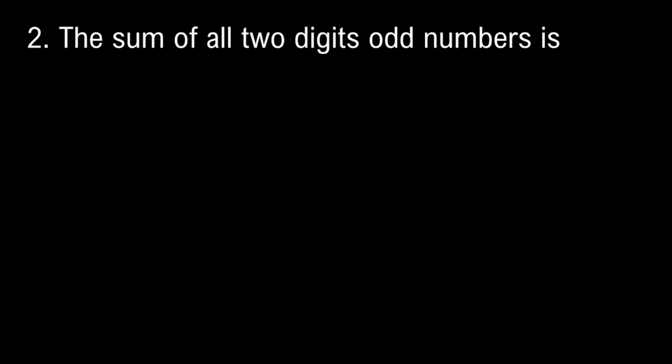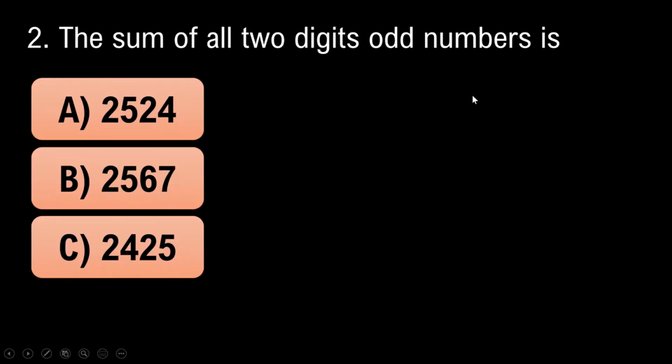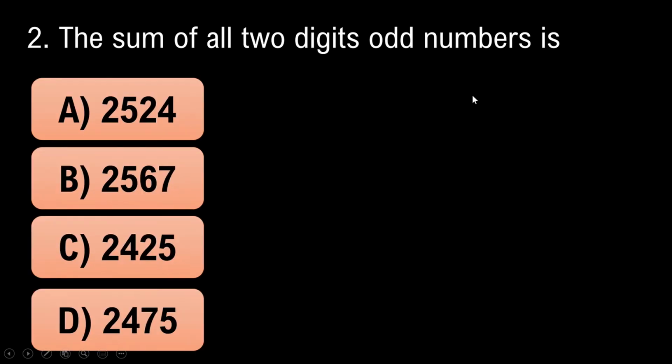Again, please pause the video and try to answer on your own and then recheck with the video. That's the best way you can approach, and that will be good practice for your understanding. So the second question: you have to find the sum of all the 2-digit odd numbers. The options are 2524, 2567, 2425 and 2475. Which is the right answer? Pause the video and try to do it on your own.